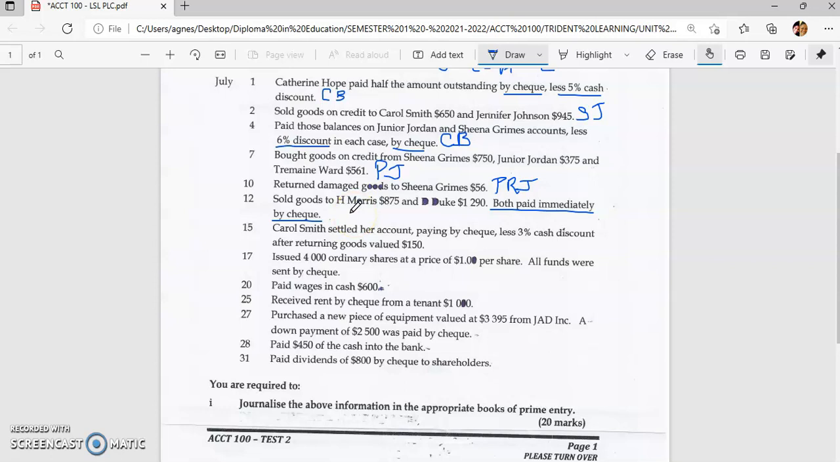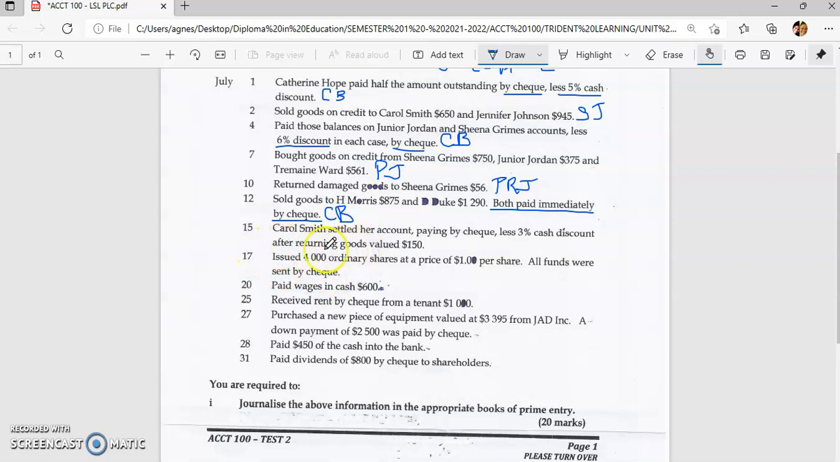So since both of them paid immediately by check, this becomes a cash transaction, and there's no need to record it in the sales journal because we don't need to know who we sold these items to. We just need to know that we were paid immediately for the items. So it's a cash related transaction and should be recorded in the cash book.